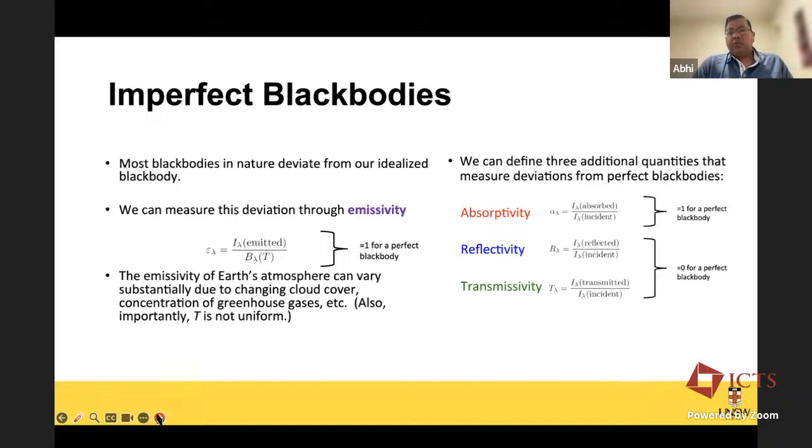Okay, so moving on, we can also define three additional quantities that measure these deviations from perfect black bodies. So you have absorptivity, which is the amount that is absorbed compared to the incident. We have the reflectivity, which is the amount reflected compared to the incident, and then the transmissivity, which is the intensity that is transmitted in comparison to the incident. And as I said before, a black body would have absorptivity of 1 because it totally absorbs all the intensity. But for a black body, the reflectivity and transmissivity would be 0 because it doesn't reflect or transmit.